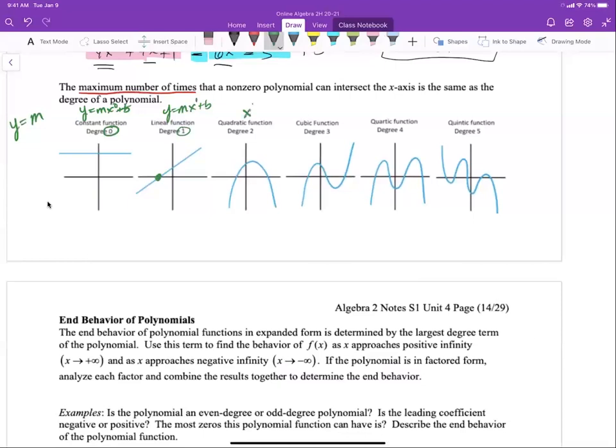And then x squared, you've seen this before. It doesn't have to, but the maximum number that it can have is 2. So we're starting to see the pattern. Here's 3. Its maximum number of times that it can intersect the x-axis is 3. Again, 4, the maximum number of times it can intersect the x-axis is 4. The degree is 5, and the maximum number of times that it can intersect the x-axis is 5. So the maximum roots are 5. Now, it doesn't have to have 5, but for sure, it cannot have more than 5.